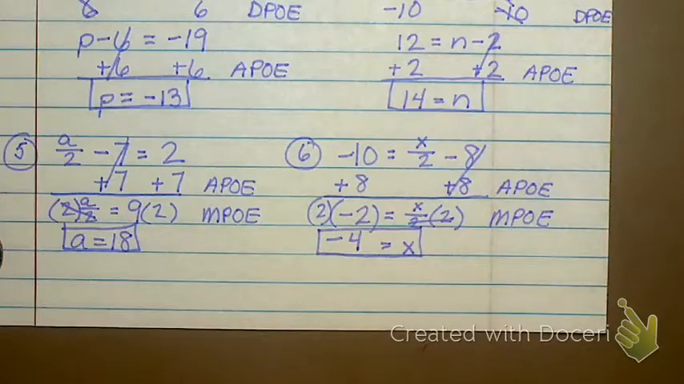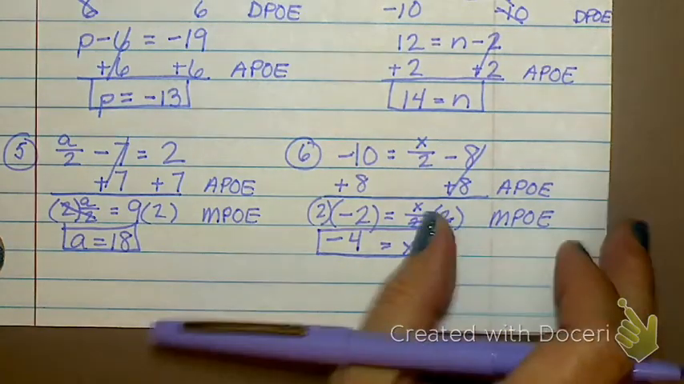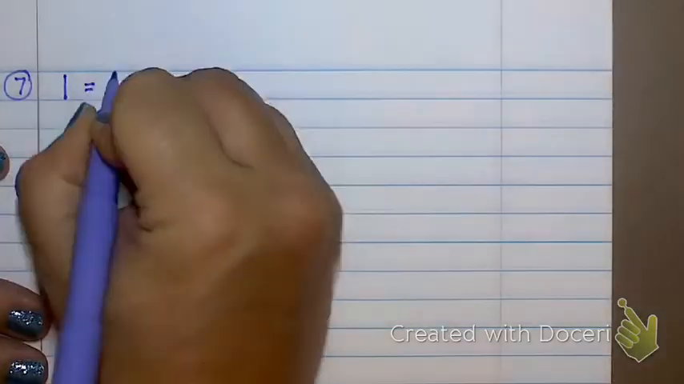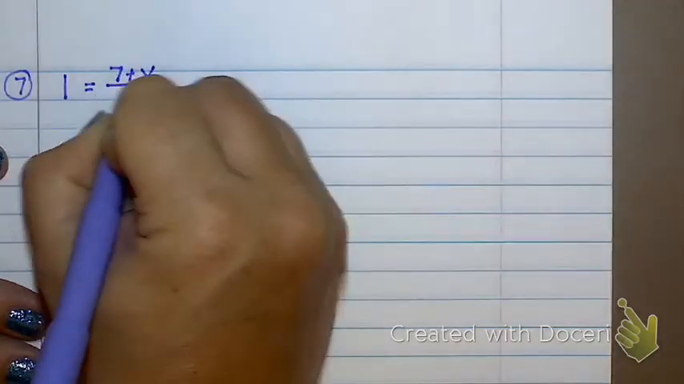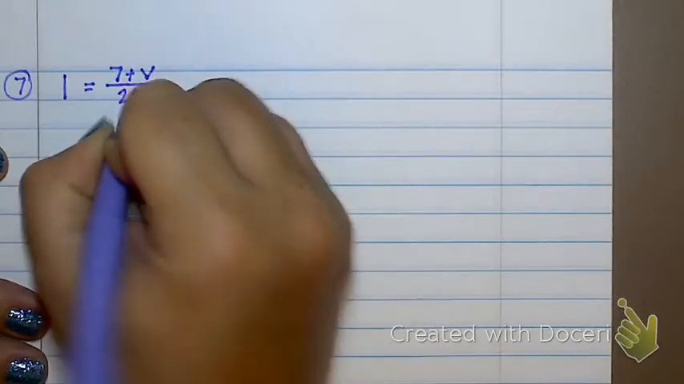Any questions so far? We're just zooming right through this, aren't we? How many problems did I say we had? 10. So here's number 7. 7 and 8 are similar, and then 9 and 10 are similar. So I have 2 more types of problems to show you. Okay? 1 is equal to 7 plus v all over 21.